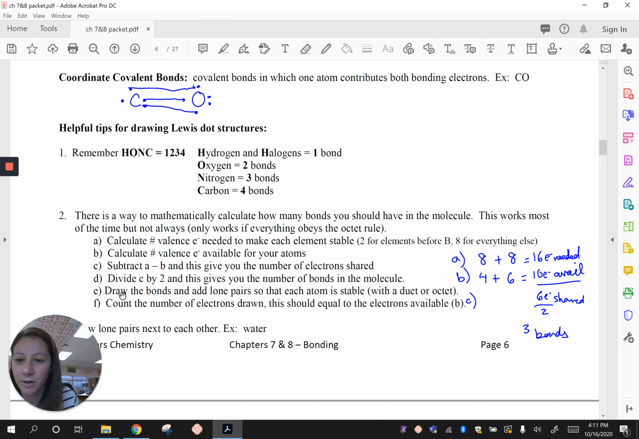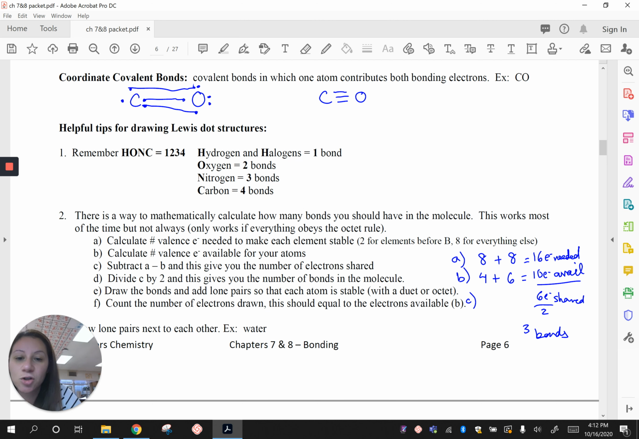Okay? Part E. Draw the bonds and add lone pairs so that each atom is stable with a duet or an octet. So what that means is I'm going to draw carbon and oxygen, and I'm going to draw 3 bonds. So 1, 2, 3. There's only one spot for the bonds here, so I'm going to draw the 3 bonds in between them. And then I'm going to draw this bond right here, so it just looks a little bit neater.